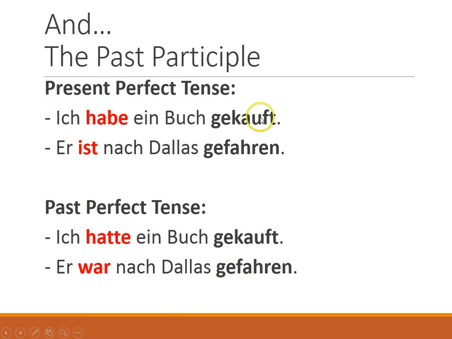It's not that I did buy a book, or he did go, or he did drive to Dallas. They are now going to be, I had bought a book. Ich hatte ein Buch gekauft. And not that he did drive to Dallas. He had driven. War nach Dallas gefahren. So the only thing that really changes is what was present tense for haben and sein. We now utilize the simple past.